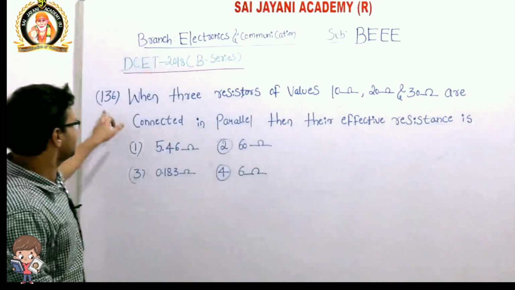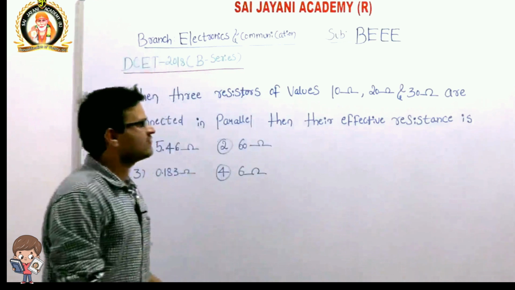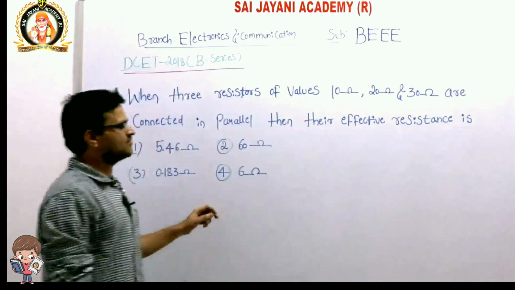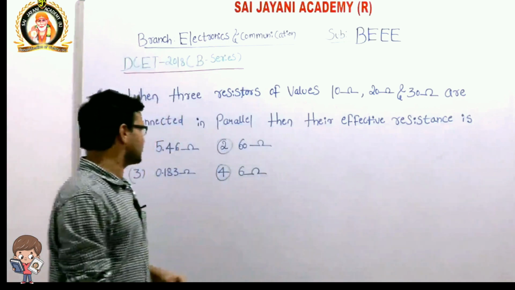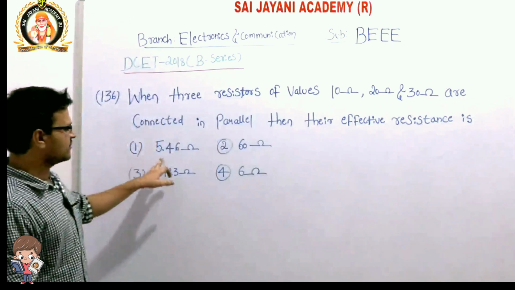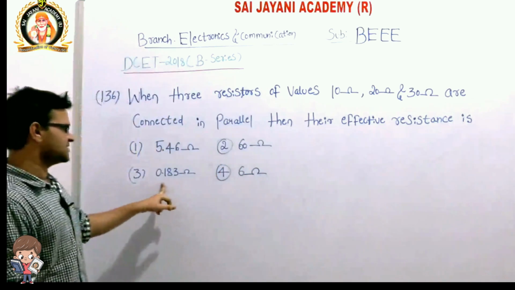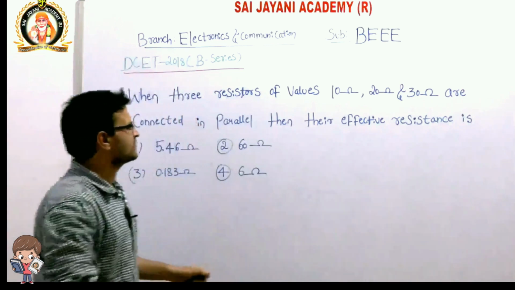The next question is the 136th question: when three resistors of values 10 ohm, 20 ohm and 30 ohm are connected in parallel, then their effective resistance is. The options are as follows: the first option is 5.46 ohm, the second option is 60 ohm, the third option is 0.183 ohm, and the fourth option is 6 ohm.